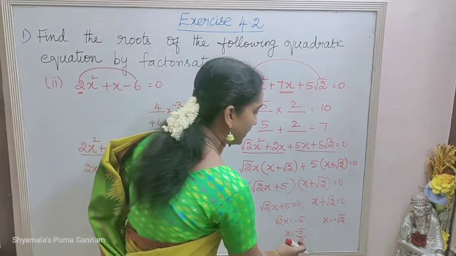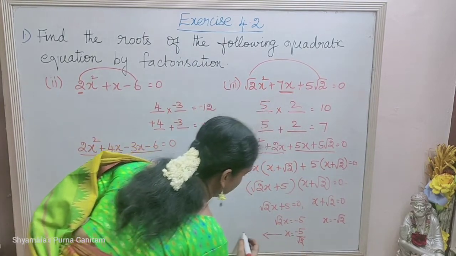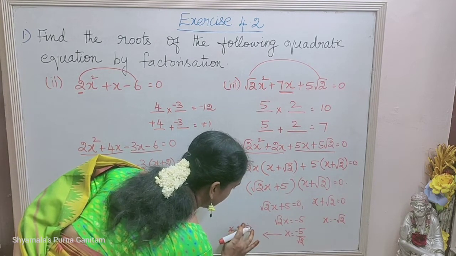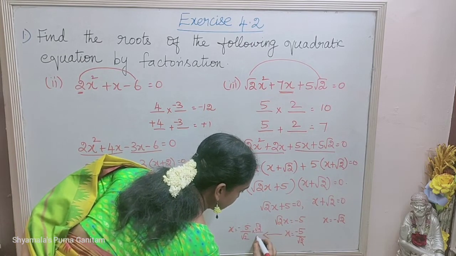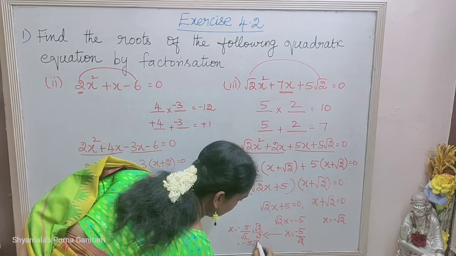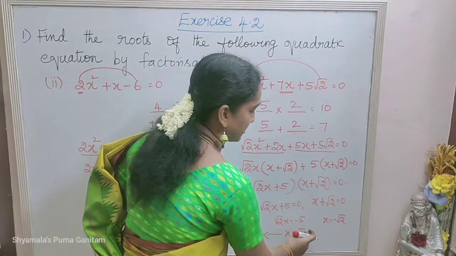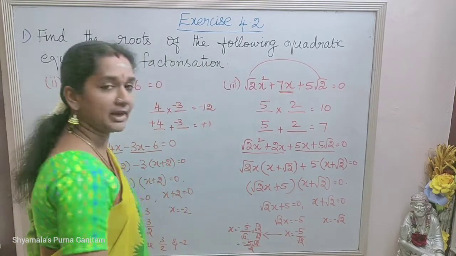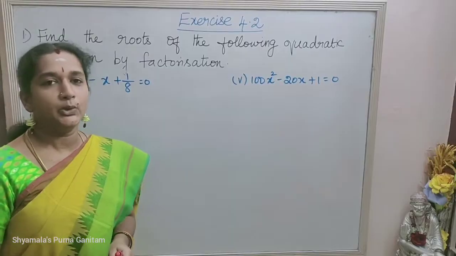Usually we won't be having root values in the denominator. So that one we will simplify. When we multiply it, x is equal to minus 5 by root 2, we will rationalize this. Okay, so the answer will be minus 5 root 2 by 2. So this is one factor. We are just rewriting this minus 5 by root 2 as minus 5 root 2 by 2. So the two factors are, one is minus 5 root 2 by 2 and the other one is minus root 2. We will do the next sum.